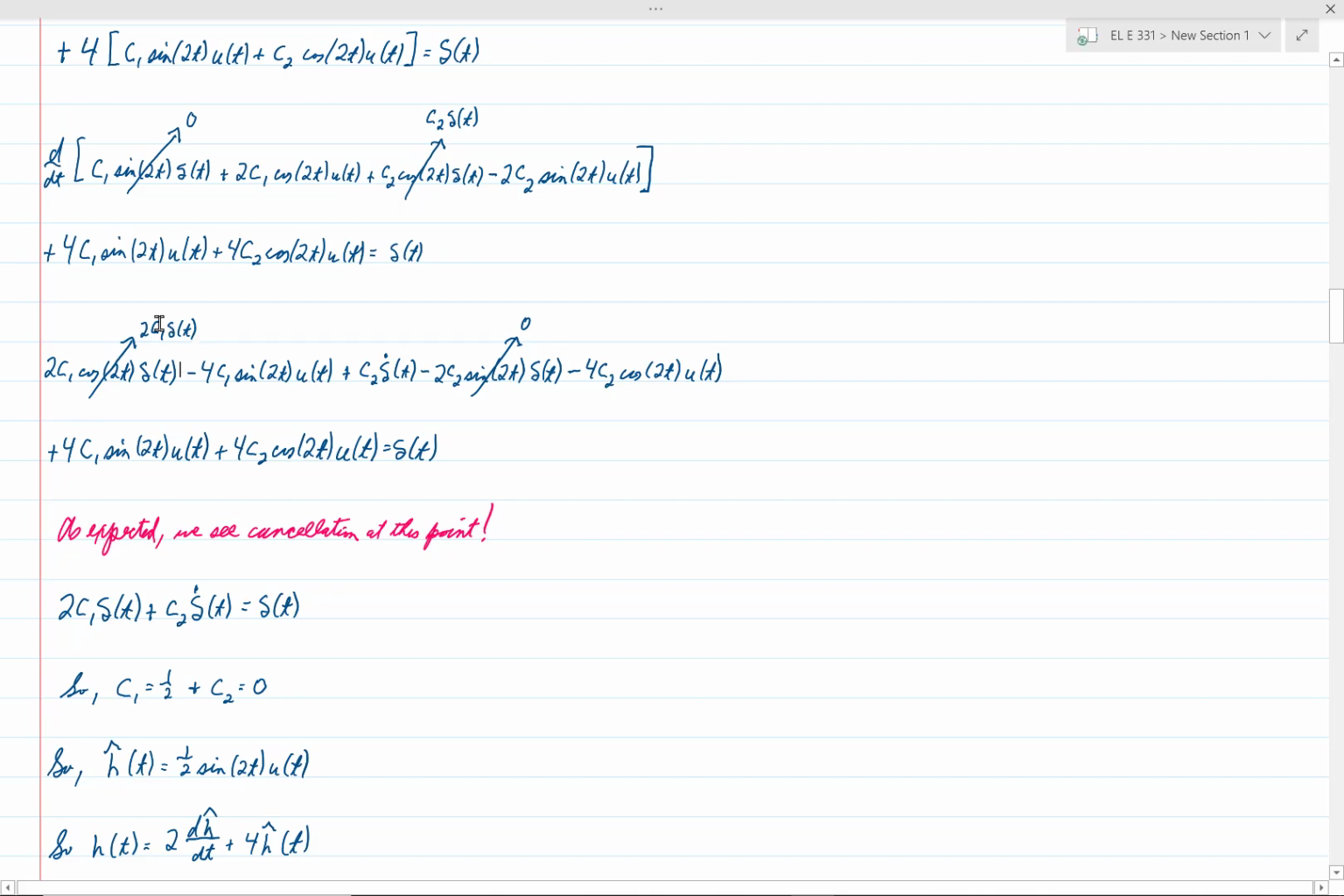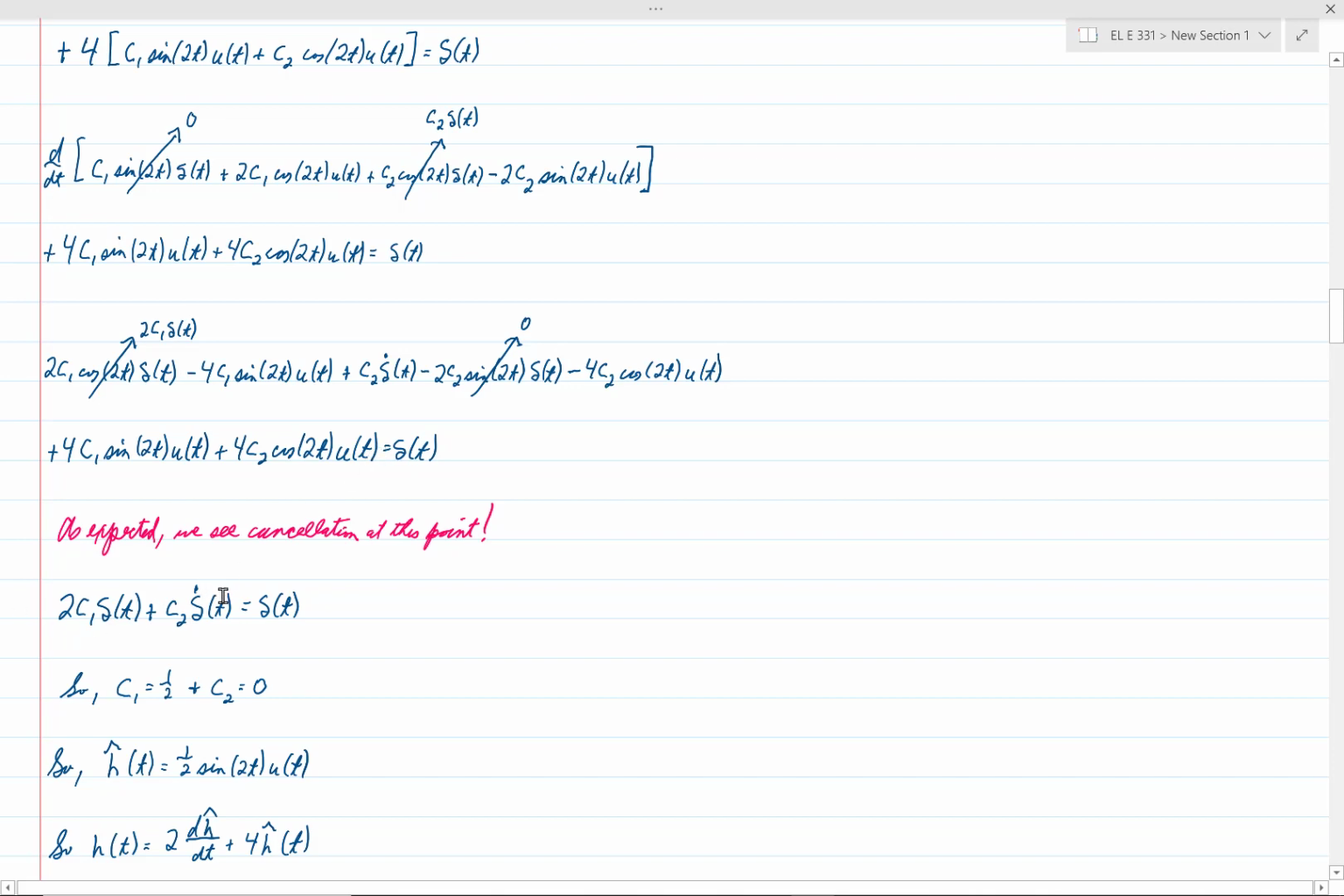But bringing everything down, we have 2c1 delta of t. Now the next term is minus 4c1 sine 2t u of t, but that cancels with this positive 4c1 sine 2t u of t. So there's our first example of cancellation. Then we have c2 delta dot of t. We bring that down. This term is 0, so we don't have to worry about it. The next term is minus 4c2 cosine 2t u of t, but that cancels this positive 4c2 cosine 2t u of t. So there's a second instance of cancellation.